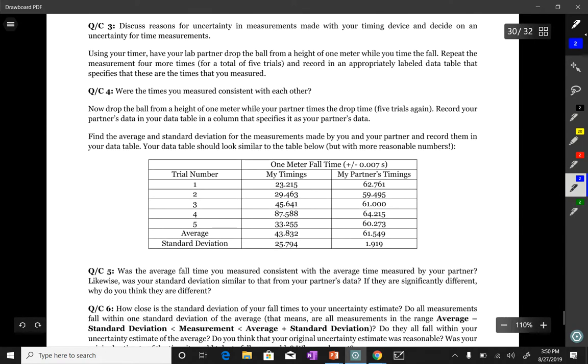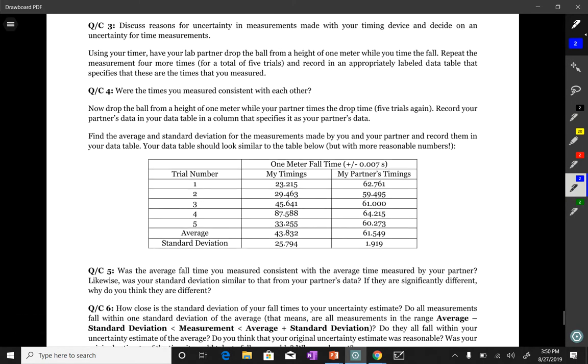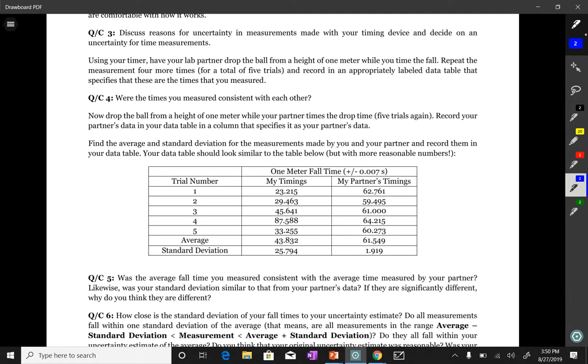So you're going to make, I'm not sure where I have it, here it is, under 3. Using your timer, have your lab partner drop the ball from a height of 1 meter, and you measure the time.